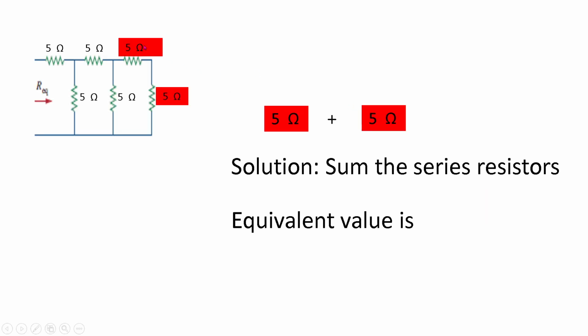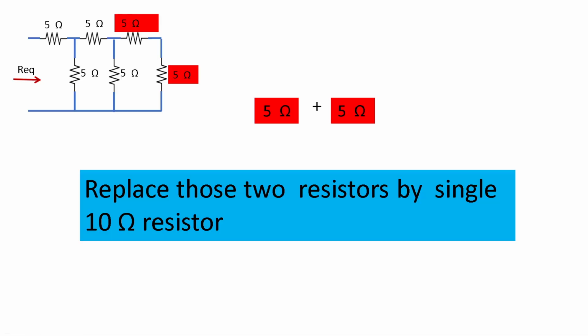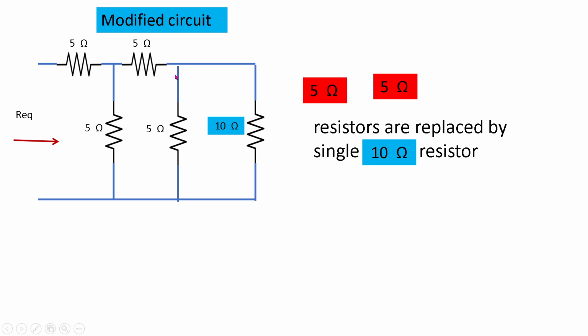And in order to find the equivalent of these two series resistors, just sum them up. So 5 ohm plus 5 ohm will give you the equivalent value, that is nothing but 10 ohm. Now we have to replace these two resistors by a single resistor of 10 ohm value. Actually in this circuit we have 6 resistors initially given. Now by replacing these two by a single resistor, we get a modified circuit with only 5 resistors. So now we got this 10 ohm in this modified circuit.